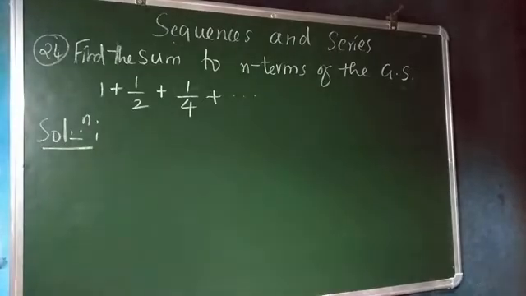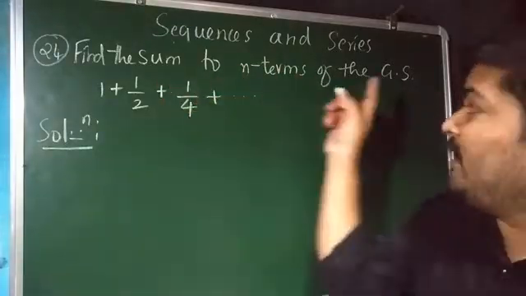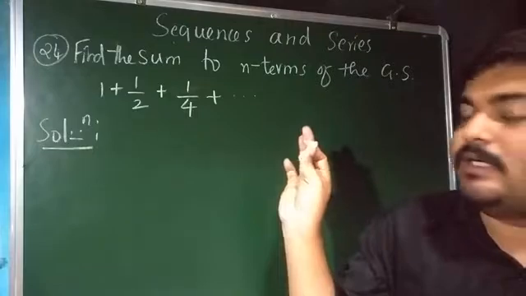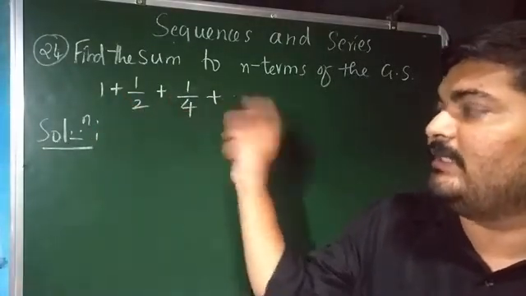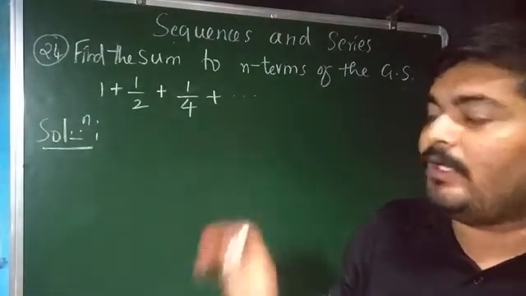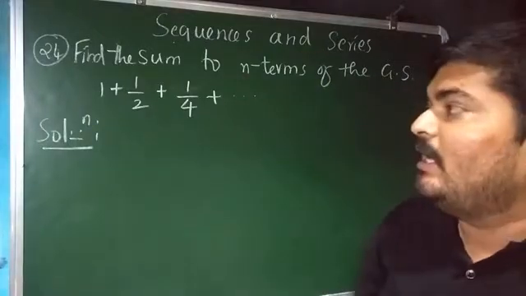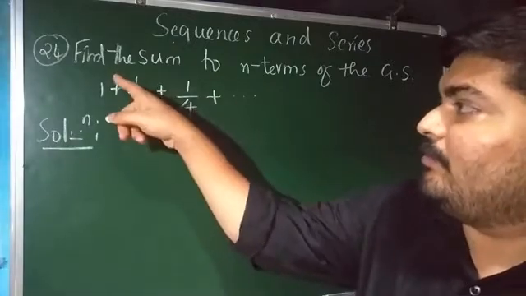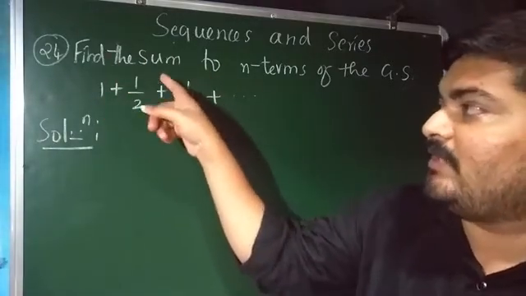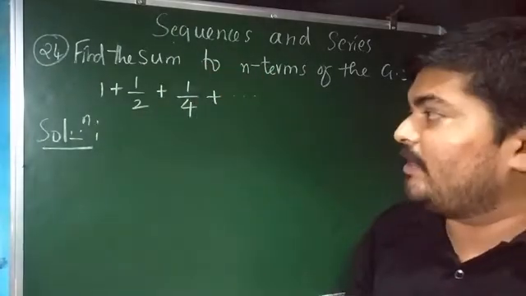Let me continue with the next problem, that is problem number 24. It states: find the sum to n terms of the geometric series. See, if a geometric progression is expressed by utilizing the summation notation, we call that particular expression a geometric series. All these things we have learnt in the NCERT normal offline classes, isn't it? Now let me continue with this question. Here your task is to find the sum up to n terms of this particular geometric series.